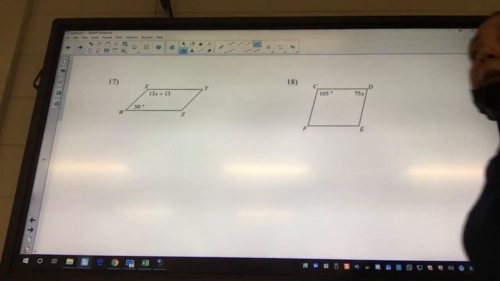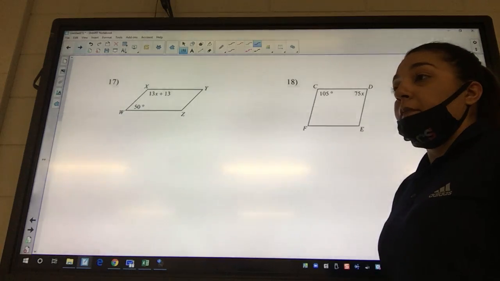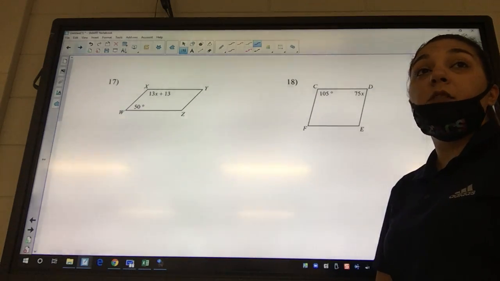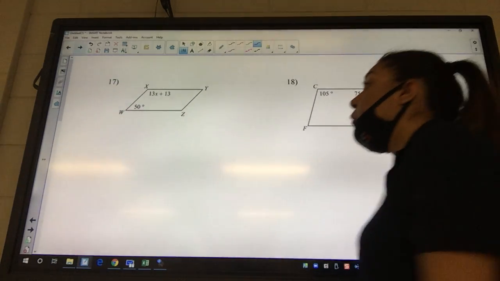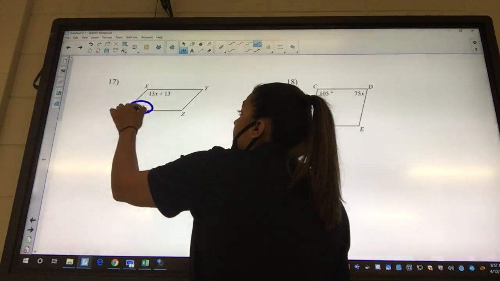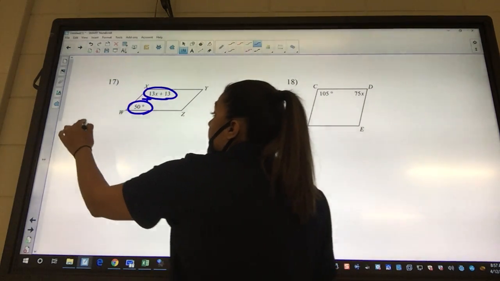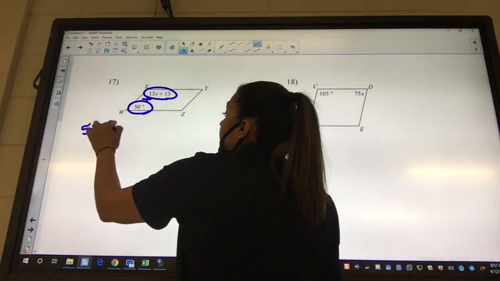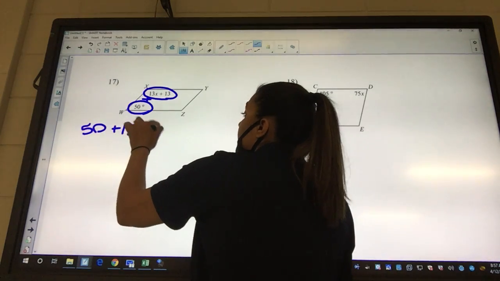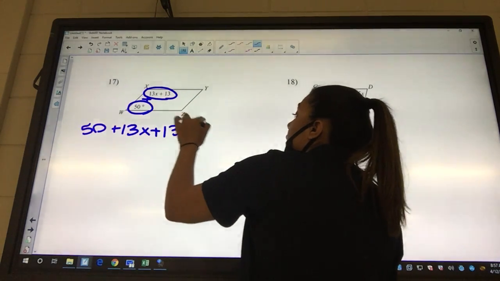Okay, 17, same sides or opposite sides? Same sides, which means what? 180. They add up to 180. So you could take this one plus this one, and it's going to equal 180. So we got 50 plus 13x plus 13 equals 180.